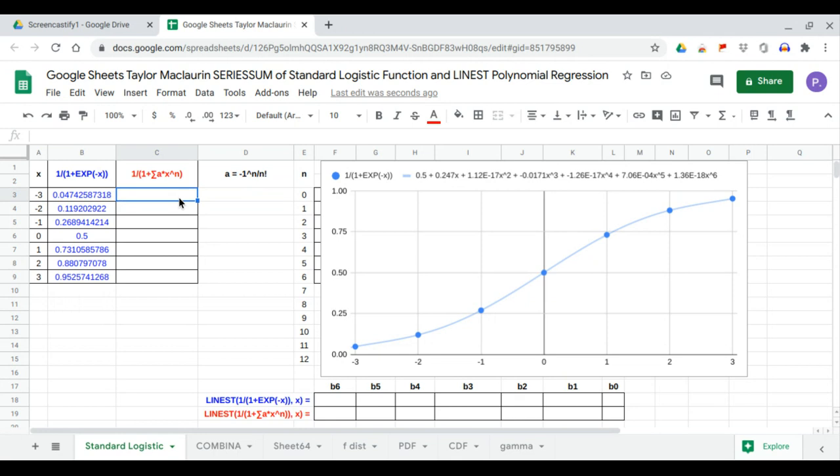So let's start with the Taylor-Maclaurin series sum. If you start with this, the summation of a times x to the power n. So array formula, series sum of x to the power n. That is x to the power 0, starting with 0, incremented by 1. And the coefficients will be this range.